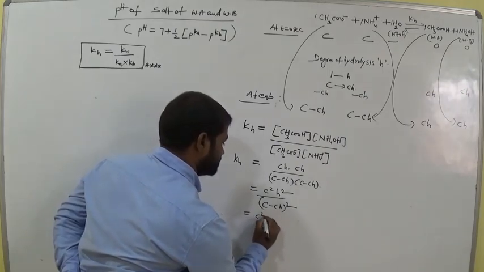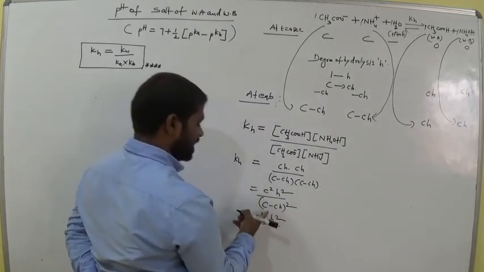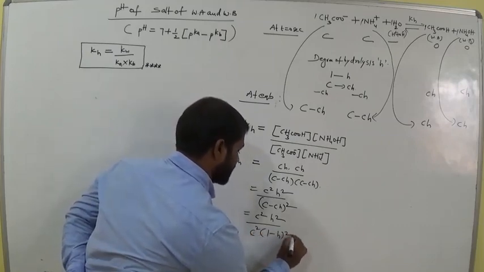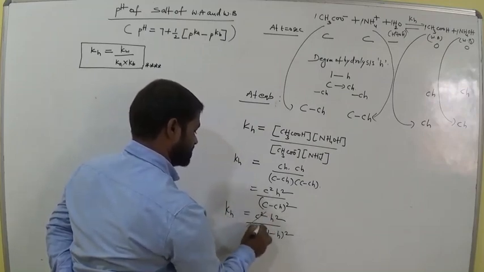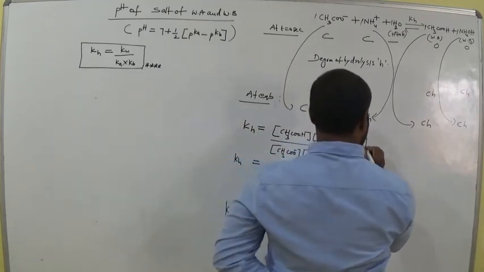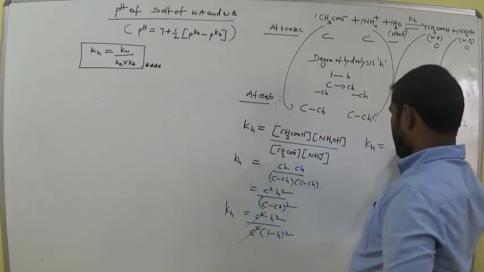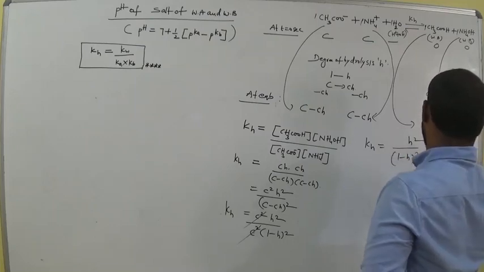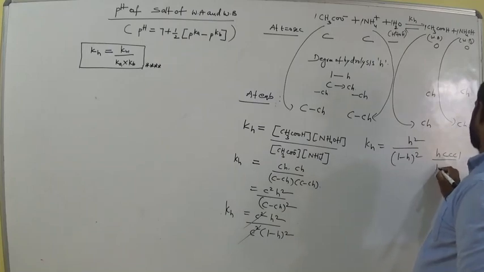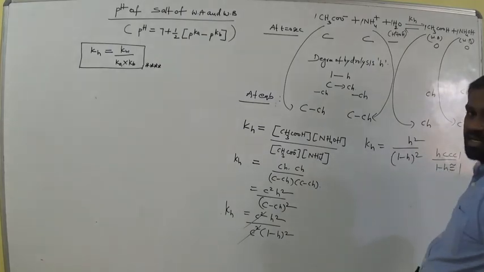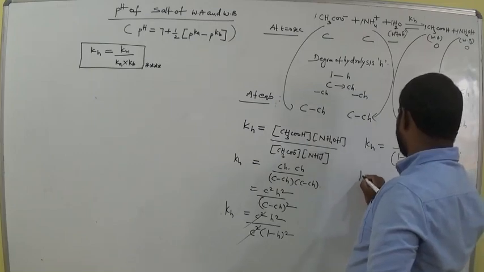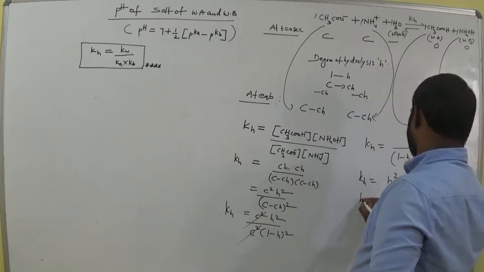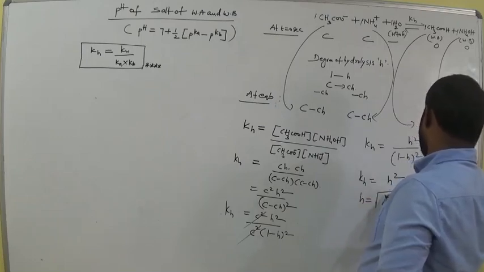Now take the common. Now it is c square into 1 minus h whole square. This is Kh. Now these terms are cancelled or not? So finally we get Kh equals h square by 1 minus h whole square. But h is much less than 1, so 1 minus h is approximately 1. We already discussed it so many times. So from this, Kh equals h square. From this, what is the degree of hydrolysis? Square root of Kh.